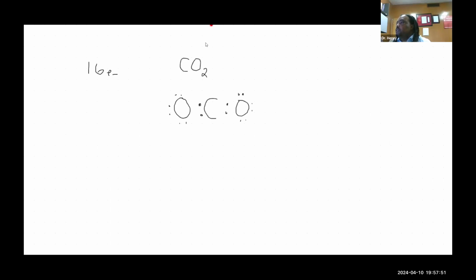So what do I need to do to this so that everybody has 8 around them? Form bonds. Okay, so how many bonds? So right now we have 2, 4 around our carbon. Is that going to work for us? No, because carbon needs 8. So we're going to borrow a few from our oxygen to form double bonds. That's right. So we're going to get O, double bond.